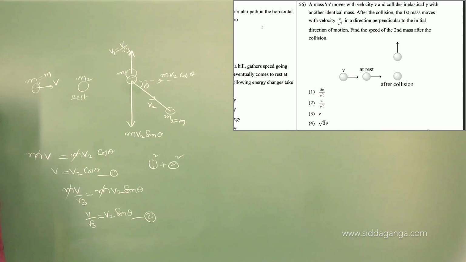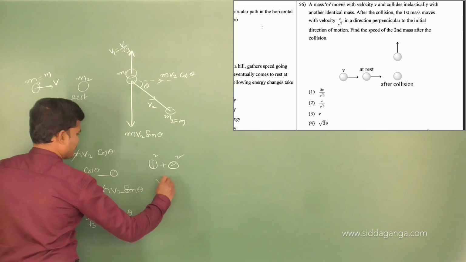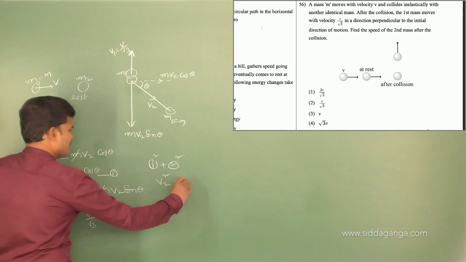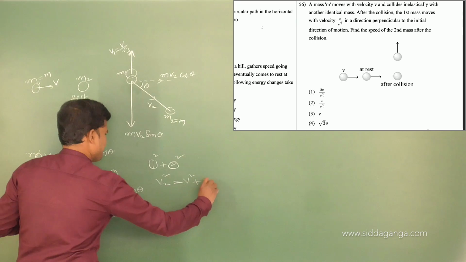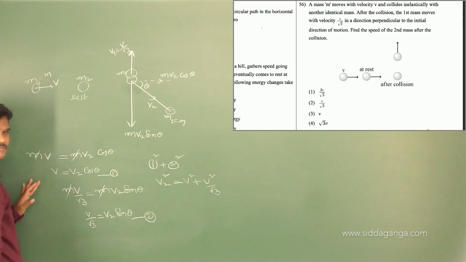You will get the direct answer. So squaring and adding equations 1 and 2, we get v2 square cos square theta plus sin square theta, which becomes 1. Right side is v square by root 3.